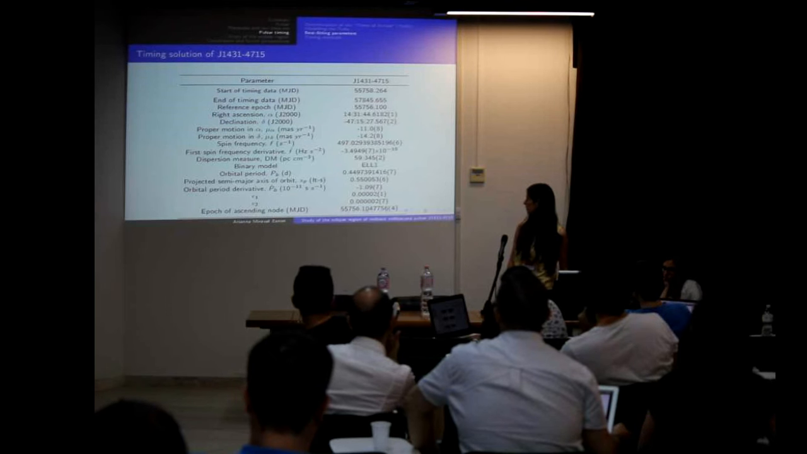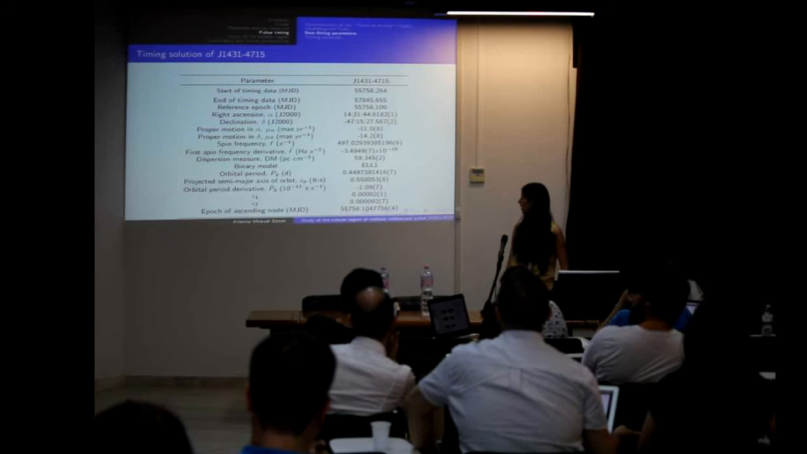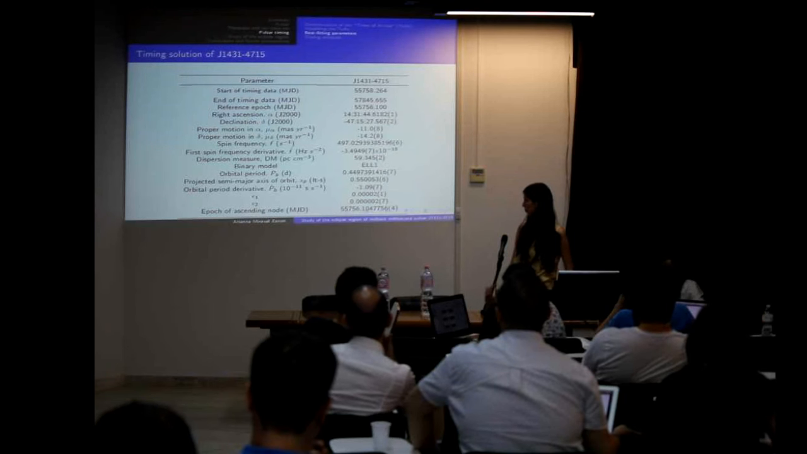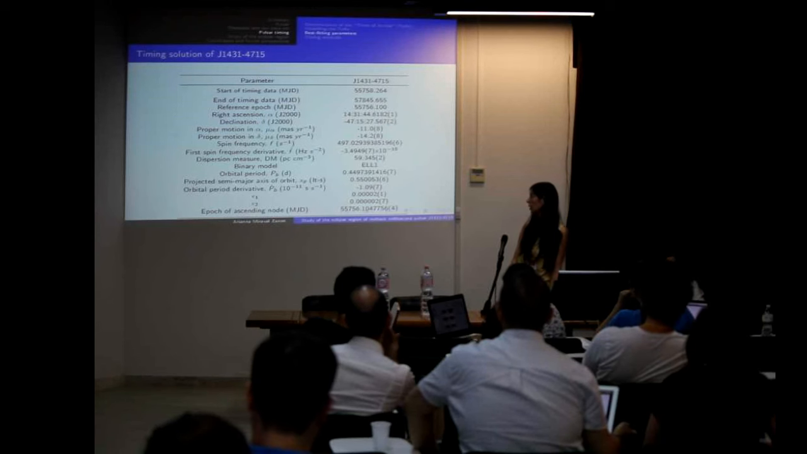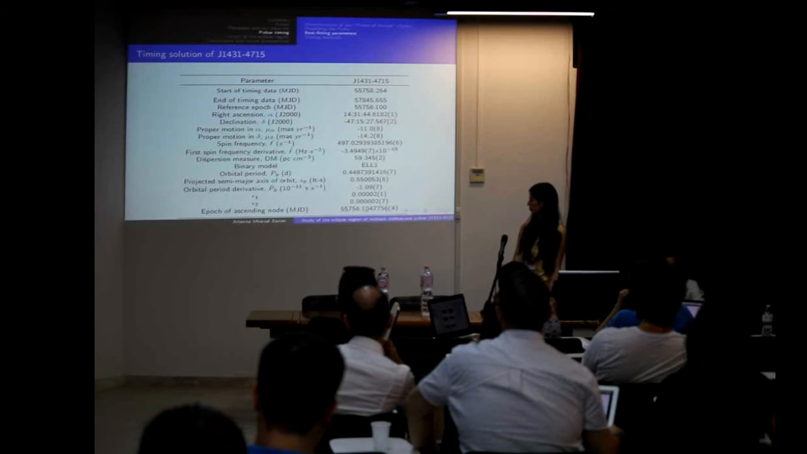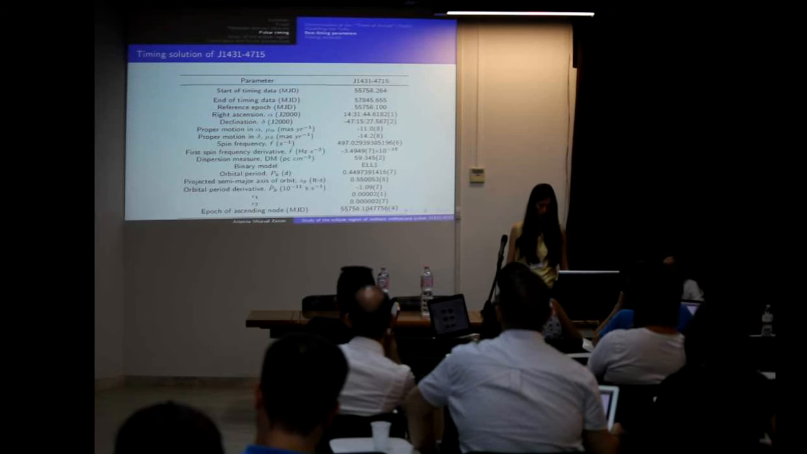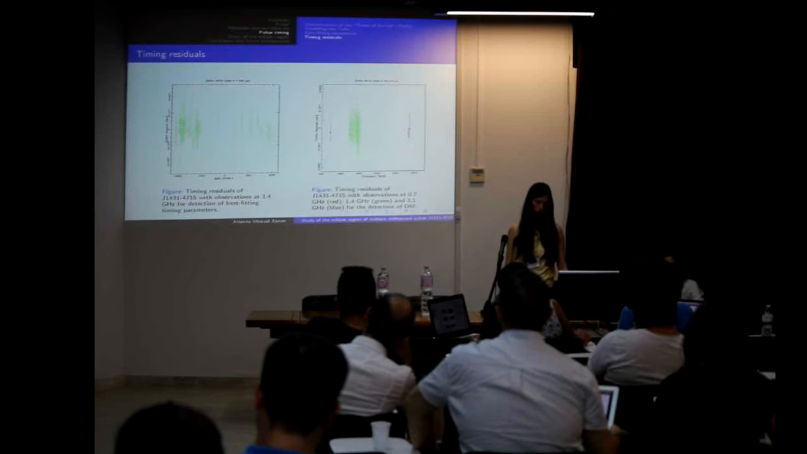that is the integral of the number density of free electrons along the line of sight. We use the ELL1 binary model because our system has very low eccentricity. We measured the orbital period, and the new parameter is the derivative of the orbital period, because we have a data span long enough to measure this parameter. We also measured epsilon 1 and epsilon 2, which are the eccentricity of the system multiplied by a function of the longitude of the periastron, and the epoch of the ascending node in modified Julian day. To calculate this timing solution, we also calculate the timing residuals.